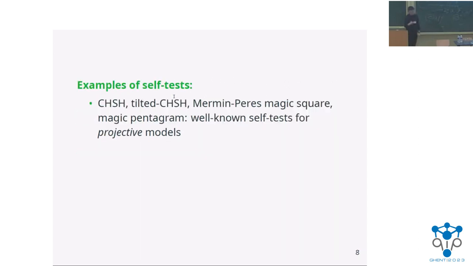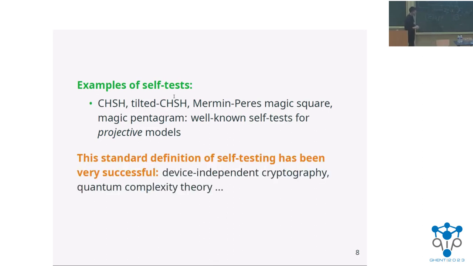It is well known that the optimal correlations for the CHSH game, tilted CHSH game, magic square game, and so on are self-tests for the class of projective quantum models. For example, in CHSH, you can take the ideal model to consist of an EPR pair, where Alice and Bob perform Pauli measurements.